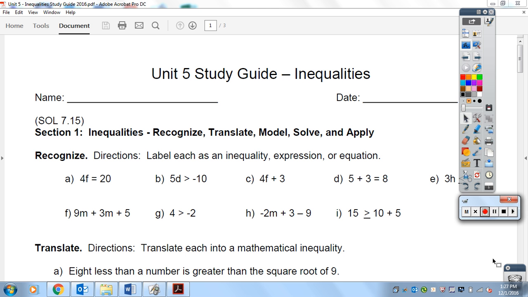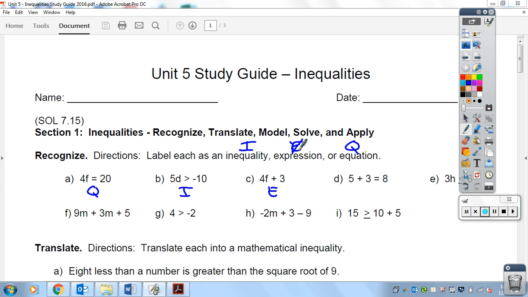Part 1 asks us to recognize and to identify as an inequality, which I'll call I, an expression, which I'll call E, an equation, which I'll call Q, just for the sake of simplicity. If it's none, I'll put an N. This one is an equation, so I'll put Q. This one is an inequality, so I'll put I. This one's an expression, so I'll put E.